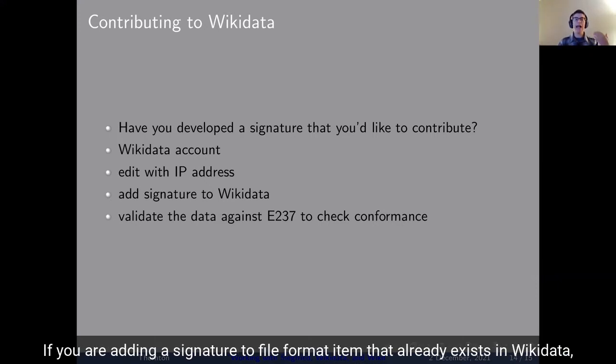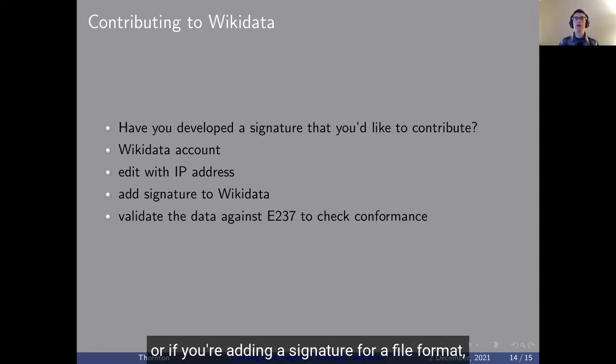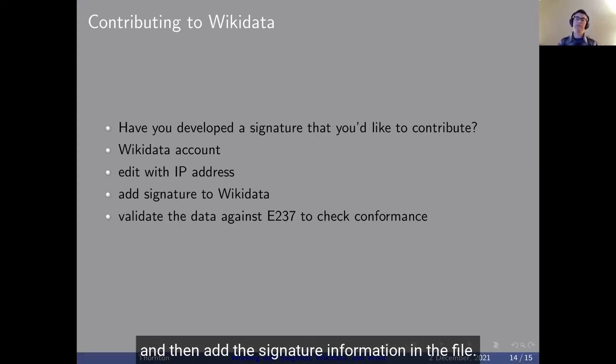If you are adding a signature to a file format item that already exists in Wikidata, then you just add that statement, just as we saw on the Feather file format item example a few minutes ago. Or if you're adding a signature for a file format that is not yet in Wikidata, then you would create a new item for your new file format and then add the signature information in the file format identification pattern statement. And please remember to use the three required qualifiers.